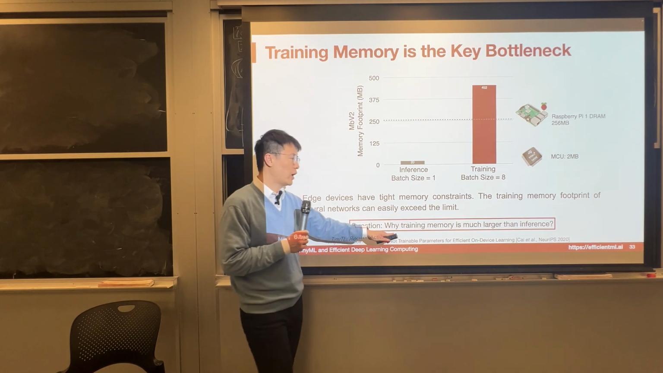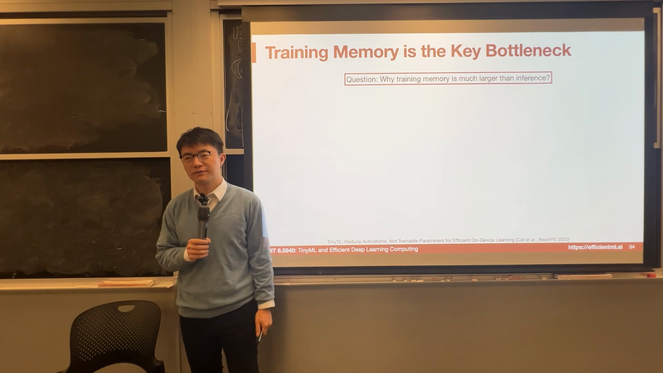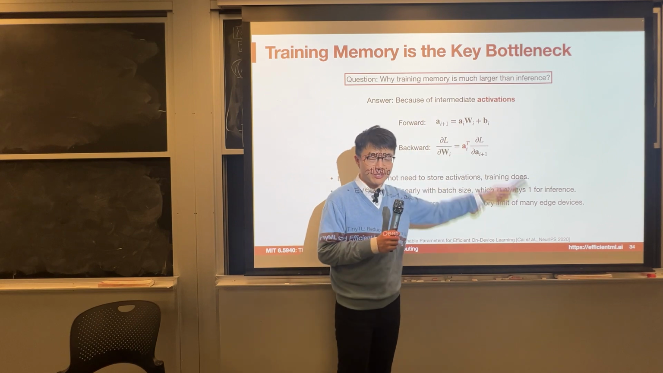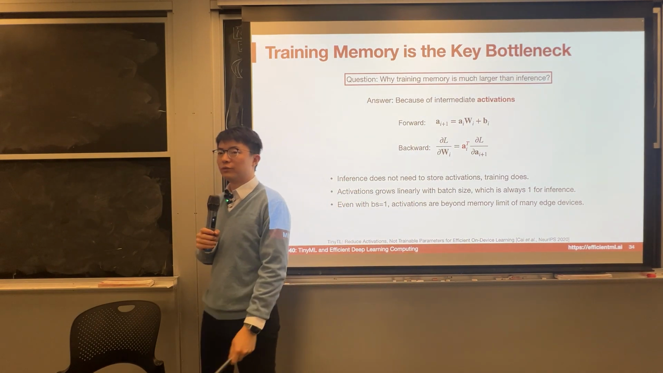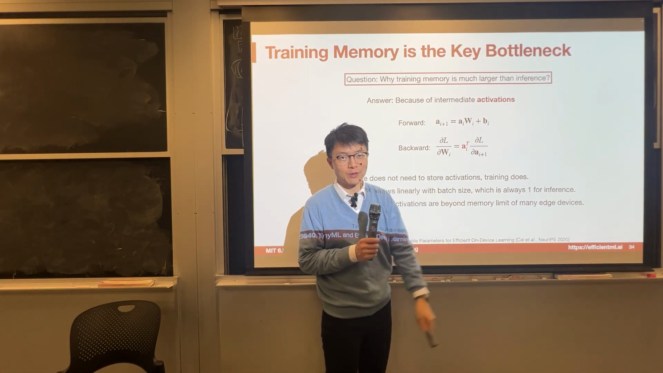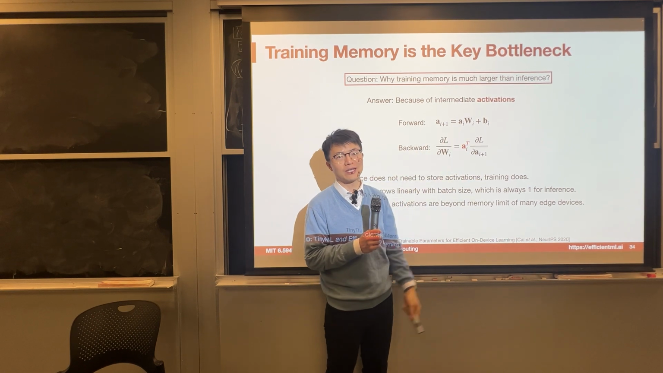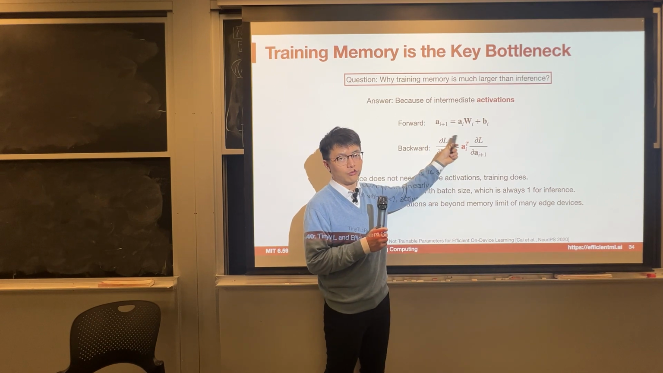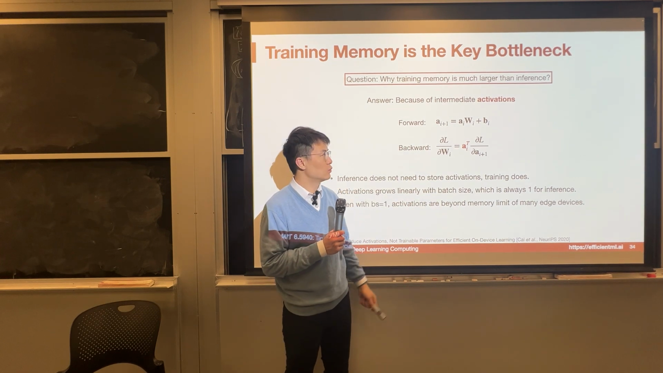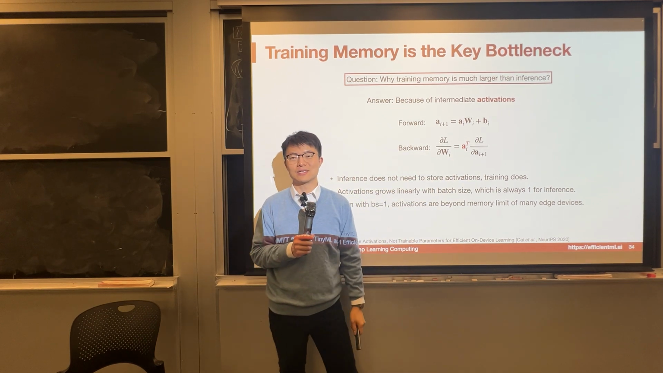And let's try to analyze why training memory is much larger than the inference, especially for CNNs. So the answer is due to those intermediate activations. Remember the chain rule. When we are doing the forward, we calculate layer by layer. Unless we use the patch-based inference, usually we do it layer by layer. After computing one layer, the activation of that layer could be thrown away, and you can move forward to the next layer. Unlike inference, in the backward, when we are trying to calculate the gradient to the weight, the activation of that layer is needed.